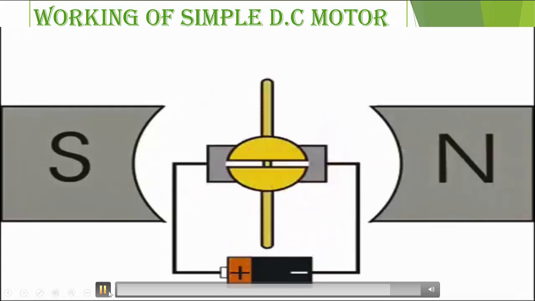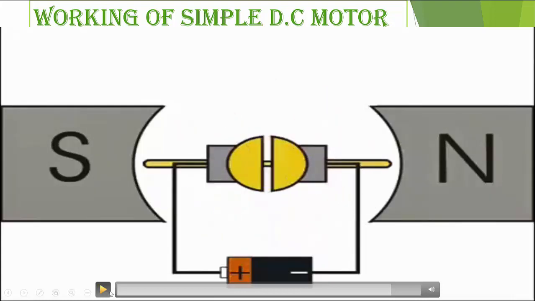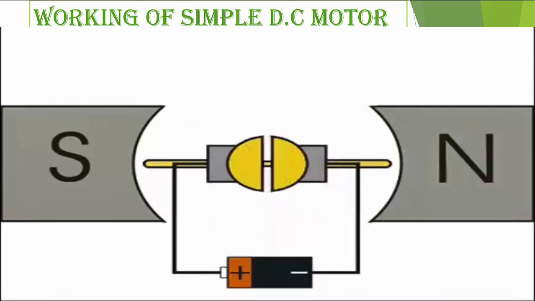But in a practical DC motor, what we can see is that here for the simple DC motor, I have shown a single armature coil model. But in a practical DC motor, in a practical fan, the table fan you use at home, or the mixer or grinder you use at home, that doesn't contain a single armature coil. It contains multiple armature coils.